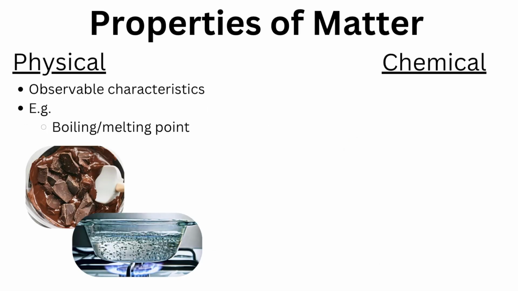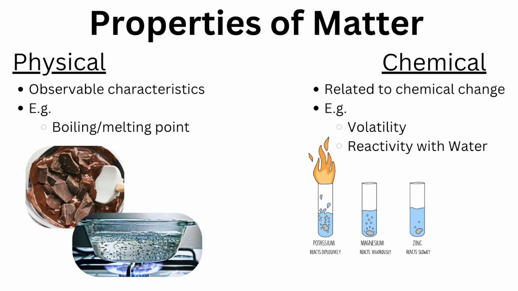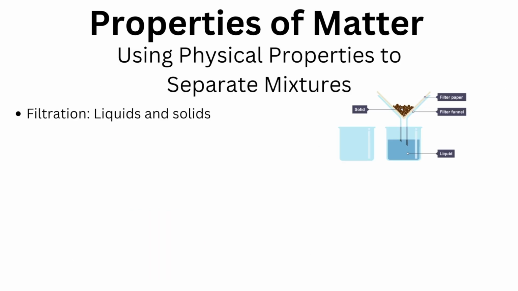Chapter 2. Properties of matter. Physical properties of a substance are its observable characteristics such as boiling or melting point, whereas chemical properties are stuff to do with chemical change under various conditions such as volatility or reactivity with water. Physical properties can be used to separate mixtures.